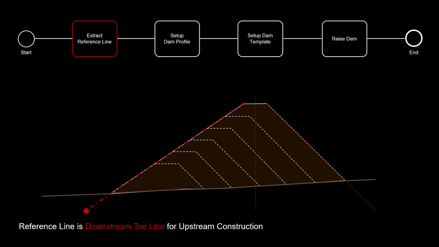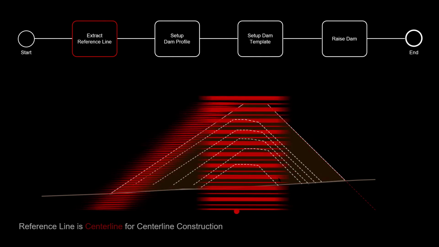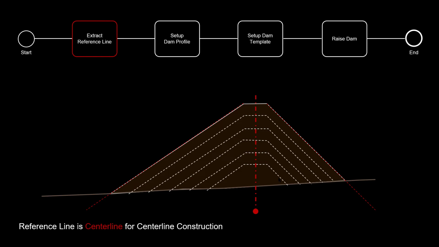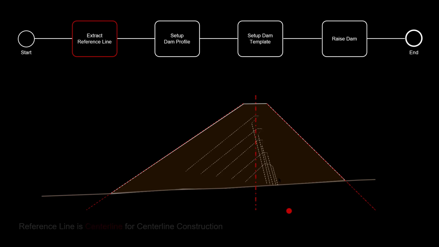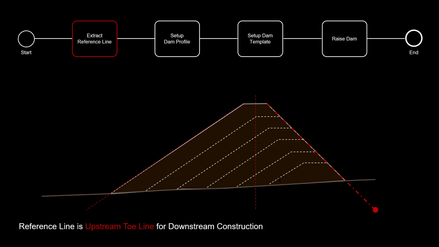These will vary according to the type of construction that you have. As you can see here, as you are raising your dam for an upstream construction, there's one line that doesn't change, and therefore you need to pick up this downstream toe line, which is basically the reference as you're raising your dam. This will not change. For a center line construction, the reference line this time is the center line of your dam, as it will not vary with the height. And then finally, for a downstream construction, this time your reference line will be your upstream toe line.